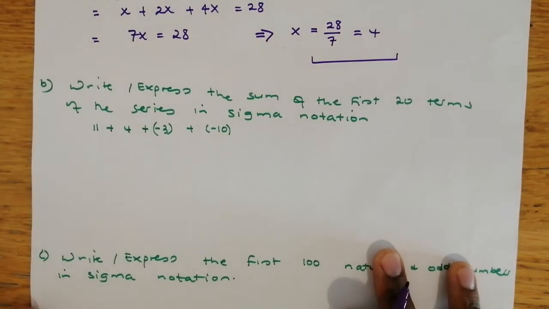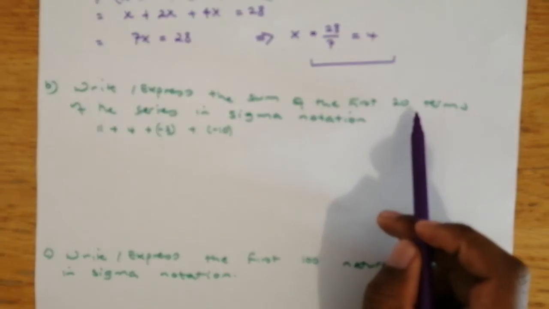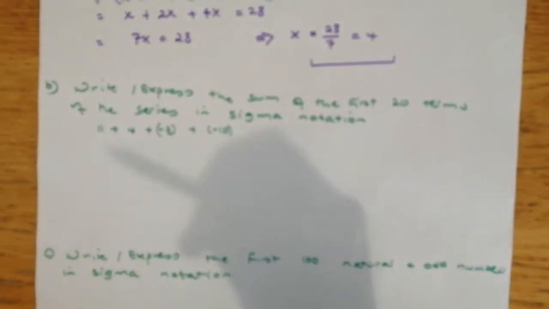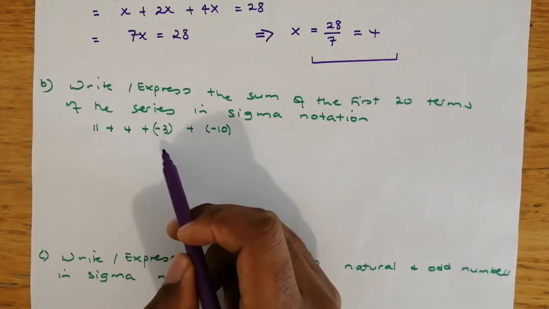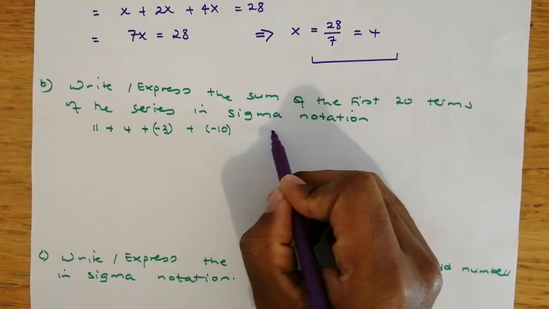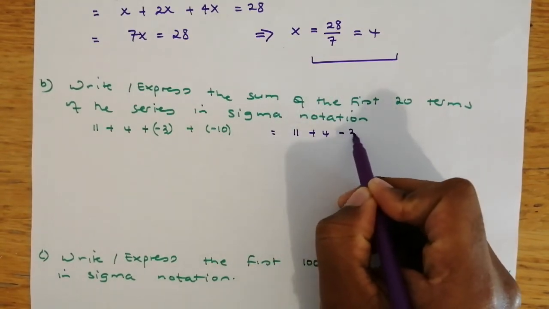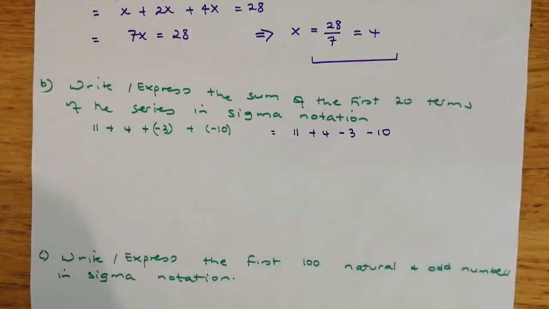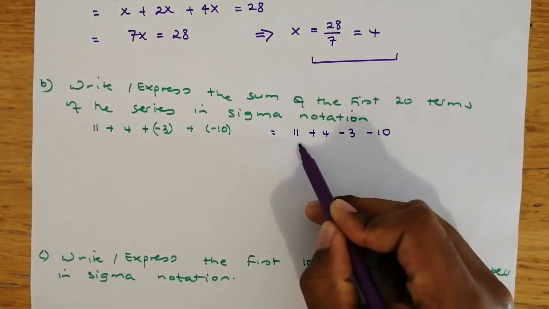The second question says write or express the sum of the first 20 terms of the series in sigma notation. Basically there are some negative terms here. This can also be written as 11 plus 4 minus 3 minus 10. They told us that this is a series, but we need to find out whether it is a geometric series or an arithmetic series. It looks like an arithmetic series, but let's confirm that.